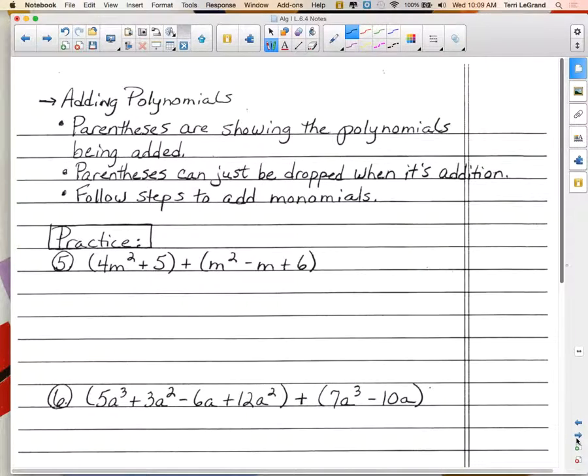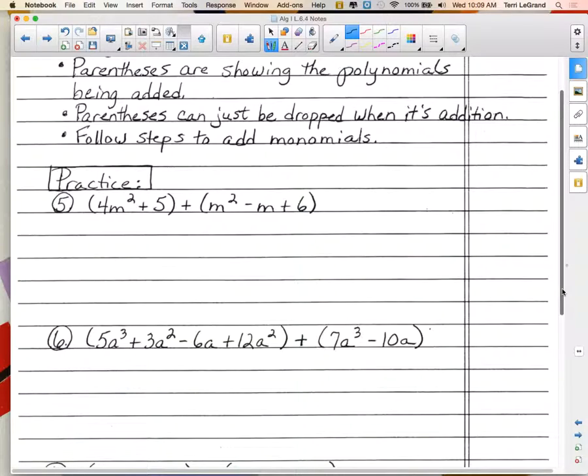Okay, let's go to the back side now. Adding polynomials. Know what it says. First bullet point. Parentheses are showing the polynomials being added. So we have in number 5, how many polynomials being added? 5. No. 2. It says parentheses are showing the polynomials being added.